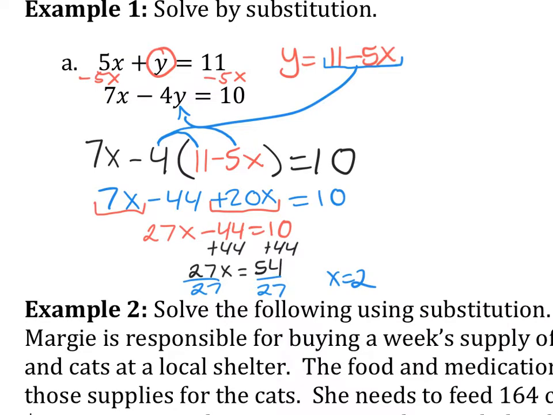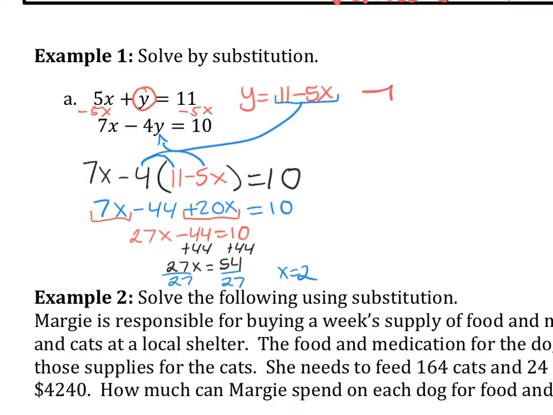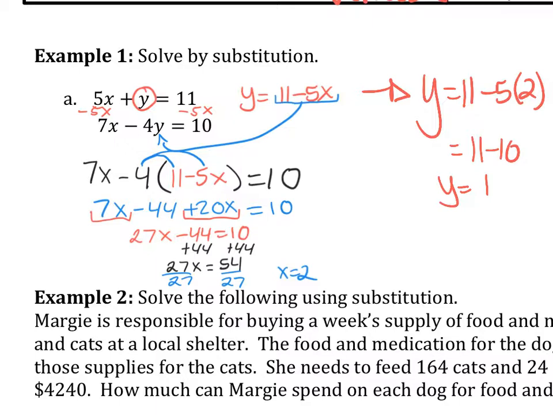This part's easy. You just got to plug it back in. So we have up here an equation with y by itself already. So we can plug in 2 for x into that equation. So y equals 11 minus 5 times 2, which will give us 11 minus 10, which is 1. See? I told you it's not bad.